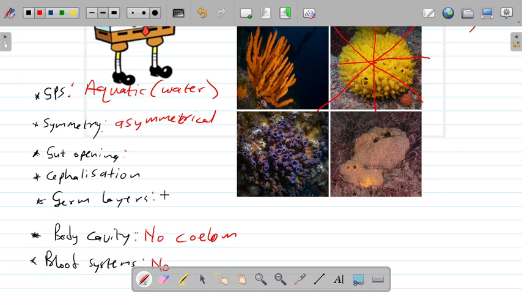Good. Another thing, the germ layers, they have no real germ layers. So there's no real germ layers. And then there's no cephalization whatsoever, and no gut opening. So these are pretty primitive, simple organisms, your phylum Porifera, your sponges.